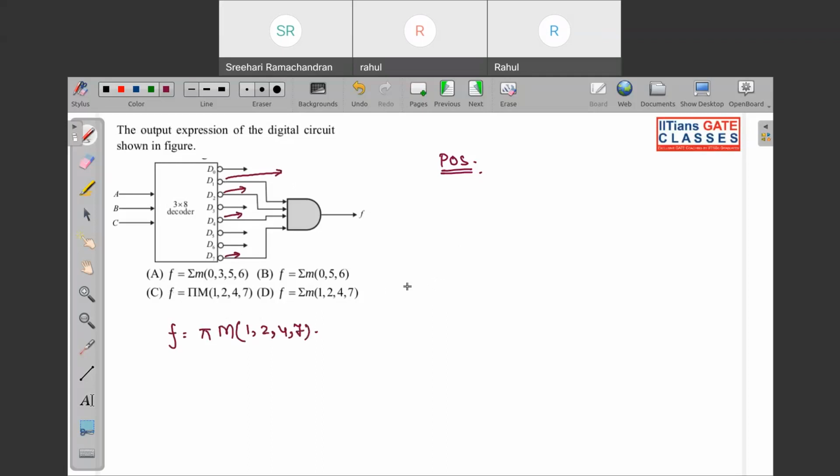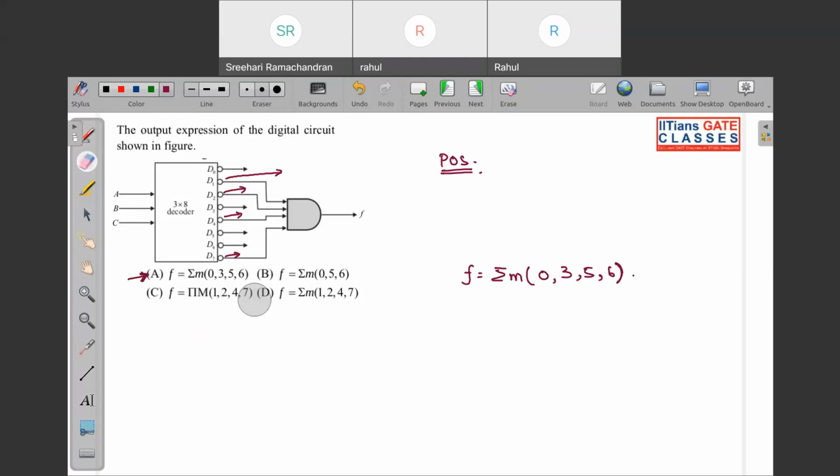Suppose this option was not given, and instead this option was given. Suppose this option was not present and even this option was present. Then what will we do? So you can see even option A is given. So will we mark this? It means this option was also given.